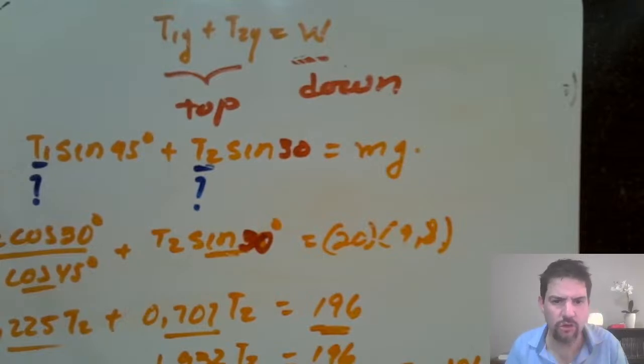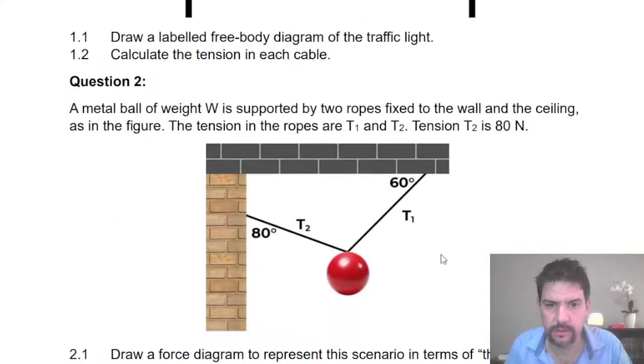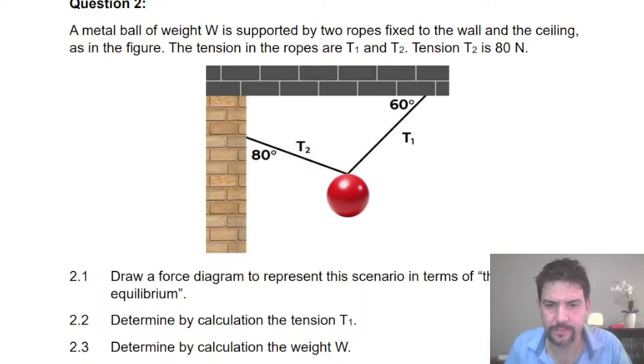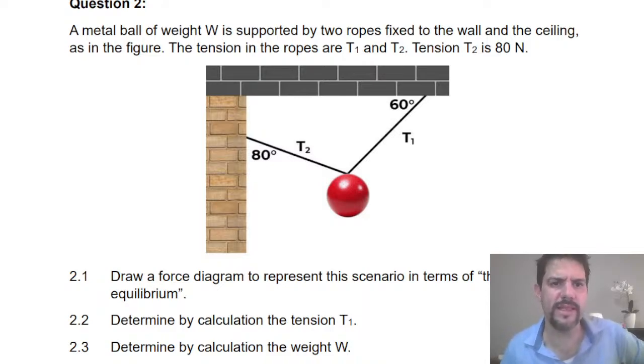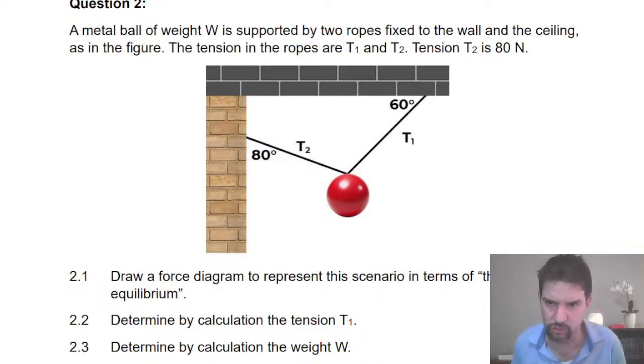Okay, let's go to the next question. Next question is this one here. Let's look at that specific question there. Okay, the question says a metal ball of weight W is suspended by two ropes fixed to the wall and the ceiling. As in the figure, you can see the picture there. The tension in the ropes is T1 and T2. Tension T2 is 80. Now, this case is easier. They are giving you one of the two tensions.